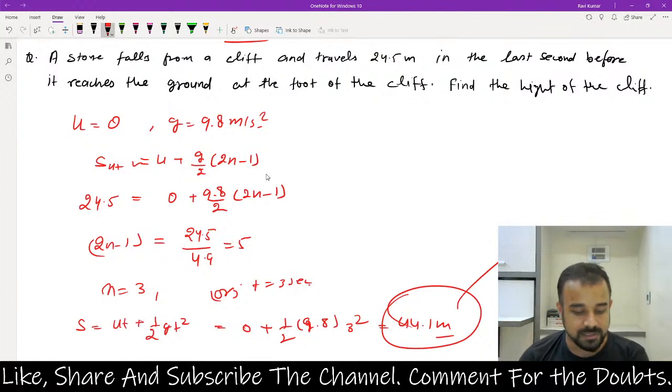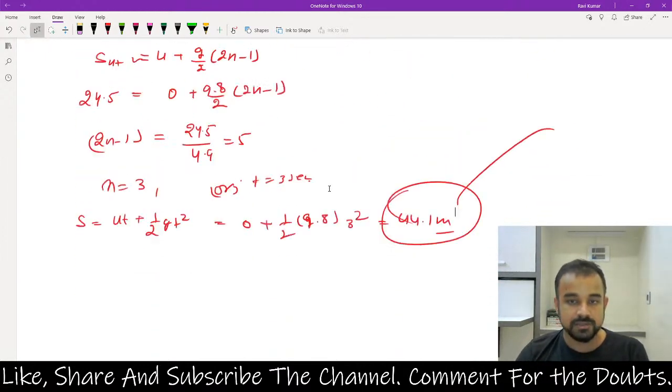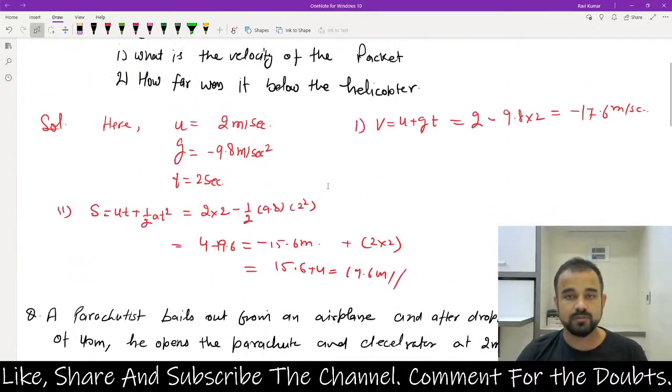So this is how you can solve this kind of question. Easy, right? Any doubt, clarification, confusion in this kind of question, please ask. So this is how we can solve the question on motion under gravity.